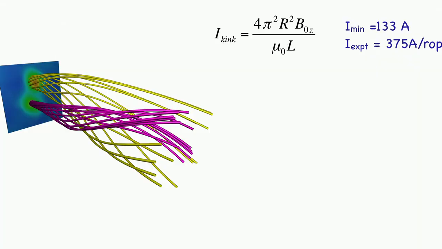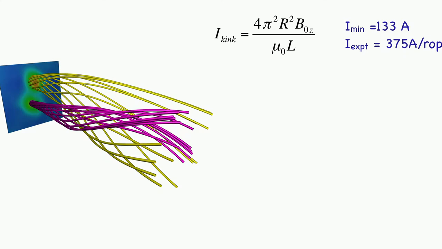I think that's the next slide. If you have two ropes, there is a threshold current called the kink current, and if that current, which depends on the magnetic field, the length of the rope, and R, the radius of one of the ropes.